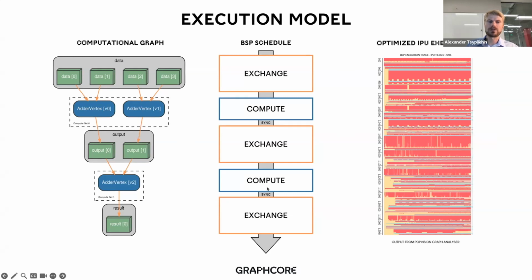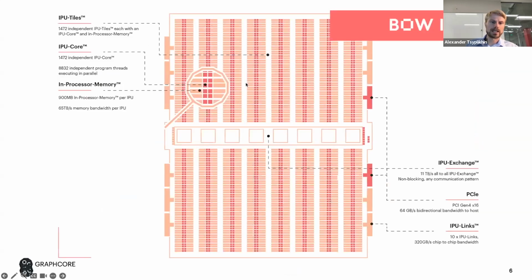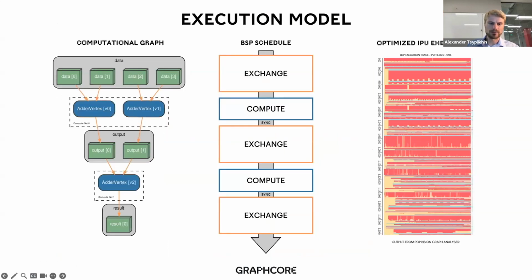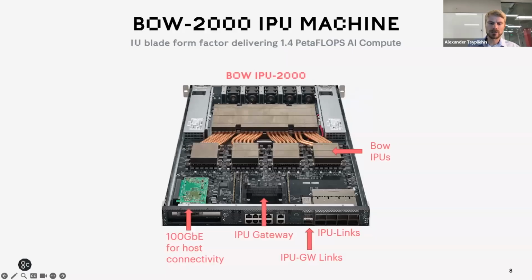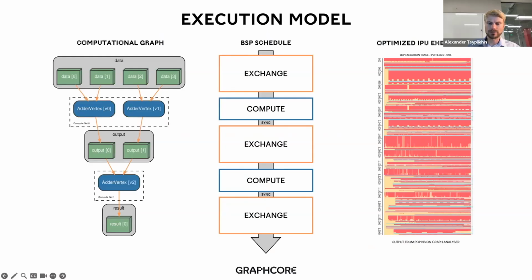During every compute phase, all the cores operate on their local data. There is no cache or memory hierarchy on the die, on the chip. So you will have 900 megabytes distributed across 1472 cores, and every core has about 638 kilobytes of data. So this is an important piece of information. Any questions so far, please?